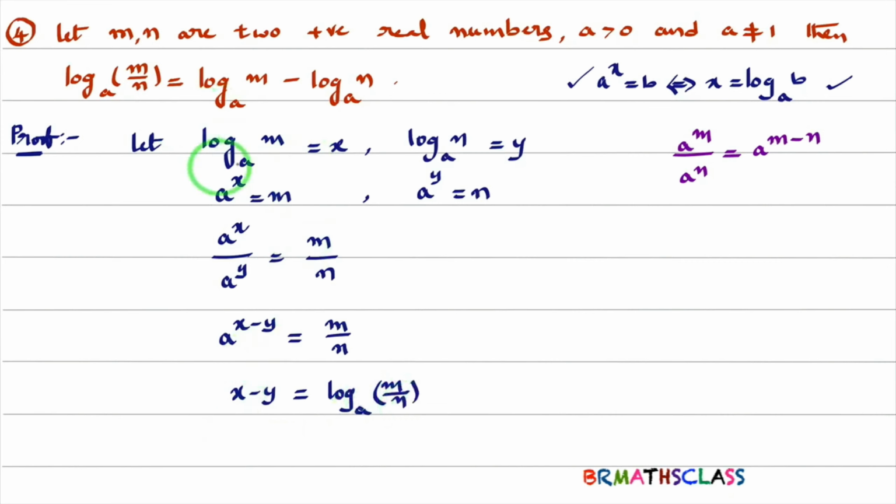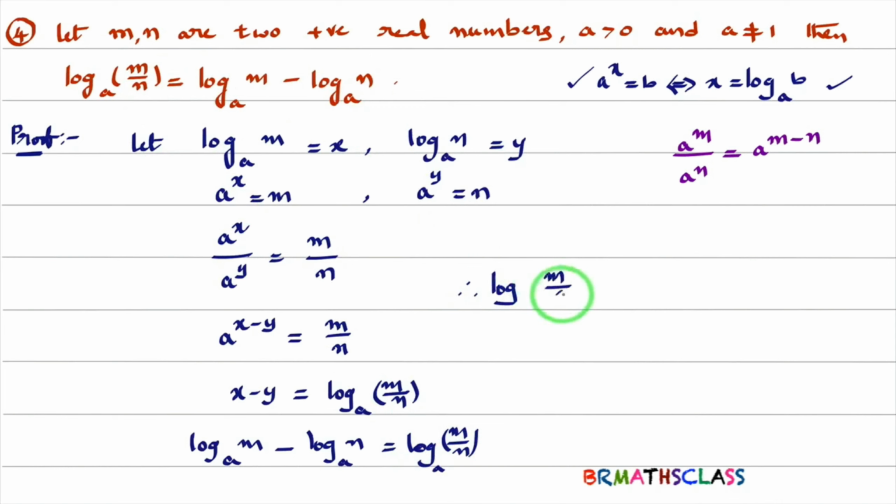What is x? I considered log m base a as x. So in place of x, I'll write log m base a minus, in place of y, log n base a, equal to log m by n base a. You observe here, we proved this result. Log m by n base a can be written as log m base a minus log n base a. I'll conclude: therefore, logarithm of m by n base a is nothing but log m base a minus log n base a. I hope you are understanding.